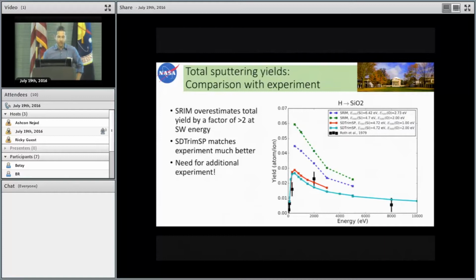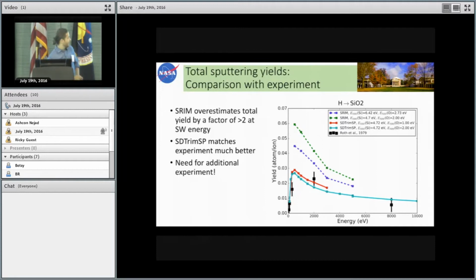So the first thing that we wanted to do was to make sure that these programs are giving us accurate results for the total yield. Now the total yield is the combined yield of the ejected ions and the ejected neutrals. So what we find is SRIM, this program that's been used for years to do these measurements, overestimates the total sputtering yield at solar wind energies by a factor of 2 to 4, which means that past estimates have greatly overestimated the role of solar wind sputtering of these bodies.